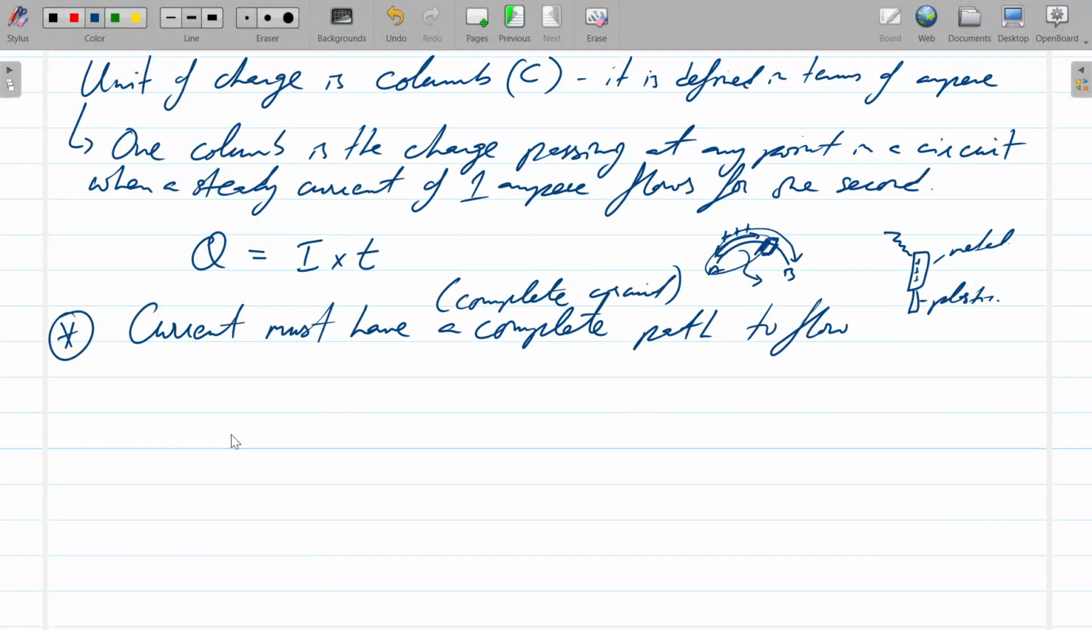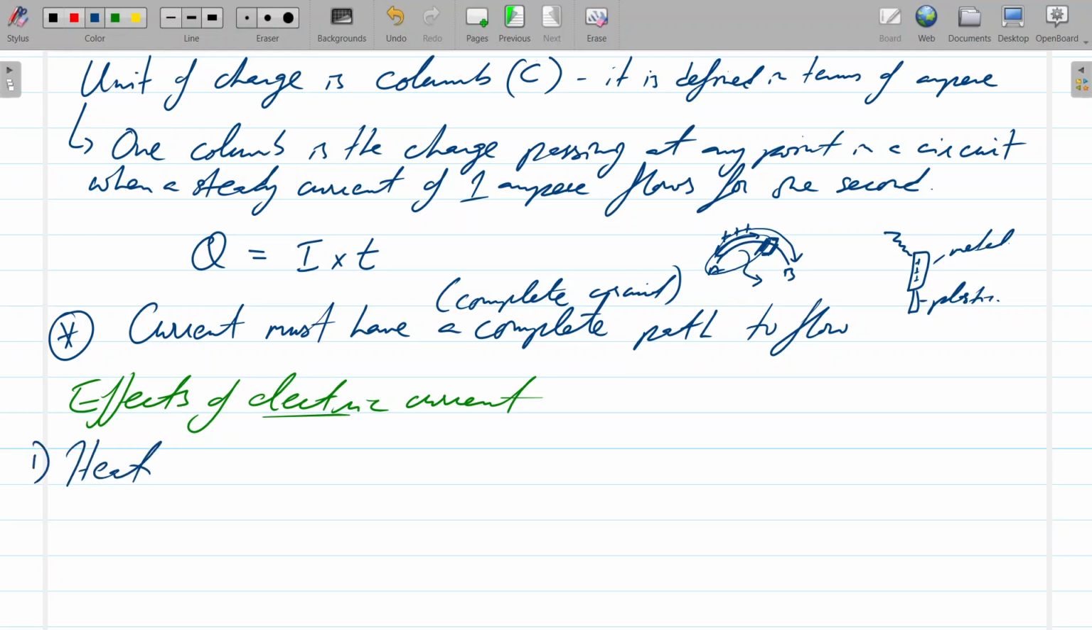Now, what are the effects of an electric current? If you have an electric current flowing, how can you detect or notice that there's an electric current flowing? The first effect is heating and lighting.